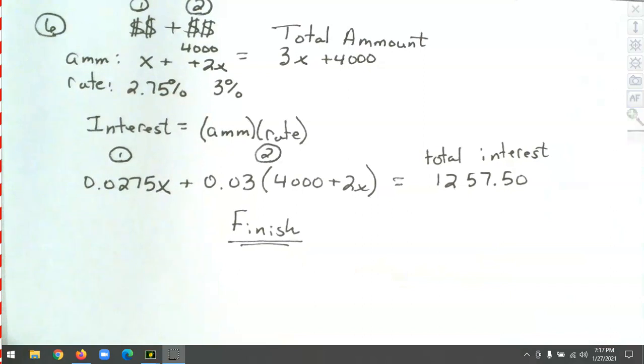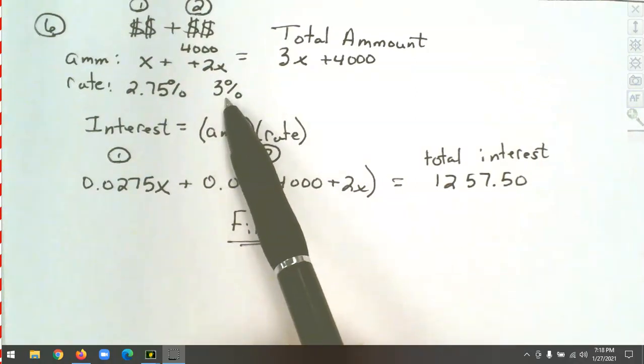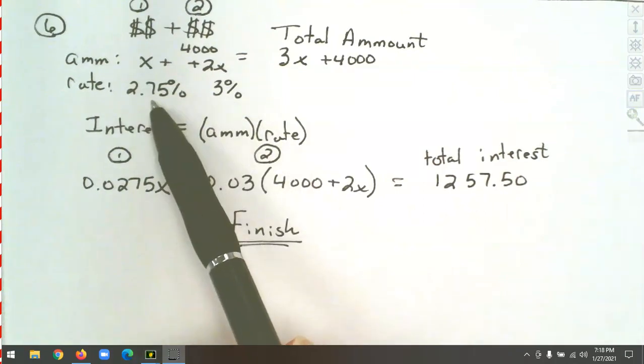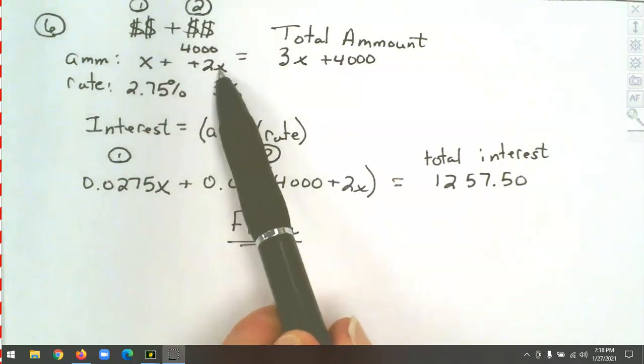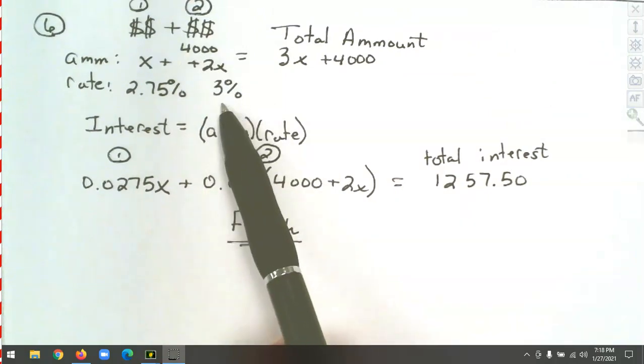Now, I will tell you one thing. When you solve it and you find x, that value of x is not your complete answer. Why is that not your complete answer? Well, what does the problem want? We want to find how much we have at the 3%. What is x? X is not the 3%. X is the 2.75%. Right? So what we're going to have to do is find x, multiply it by 2, and then add 4,000. And that's going to give you the 3% amount.